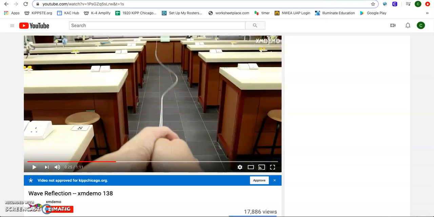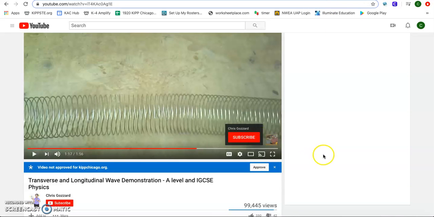All right, let's go ahead and look at this slinky experiment. This slinky is also going to play the role of a wave and how waves can function as well. Longitudinal wave.